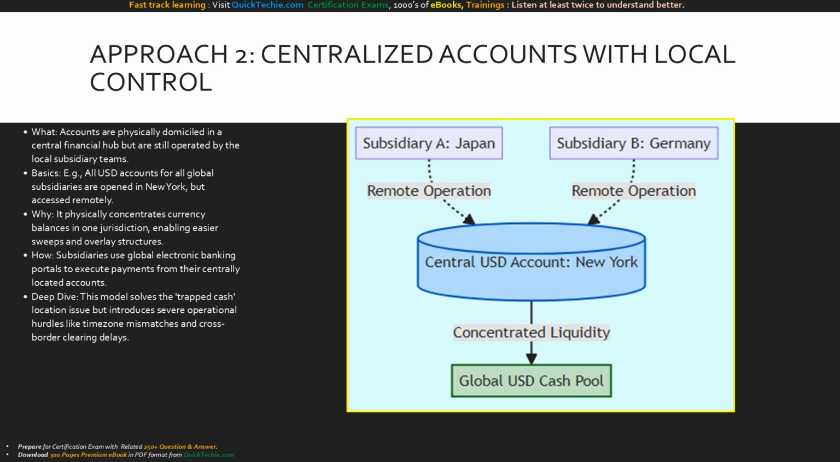This chart illustrates the hybrid nature of approach 2. On the left, subsidiary A in Japan and subsidiary B in Germany are using dotted lines to remotely operate a single node, the central USD account in New York. The physical cash is centrally located. From that New York account, a solid line feeds directly down into a global USD cash pool. This visual perfectly captures the benefit. The subsidiaries maintain their operational independence to pay their bills, but the central treasury instantly benefits from the concentrated liquidity because all the funds reside in the exact same jurisdiction.